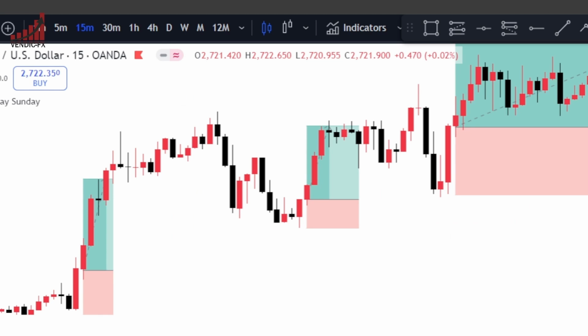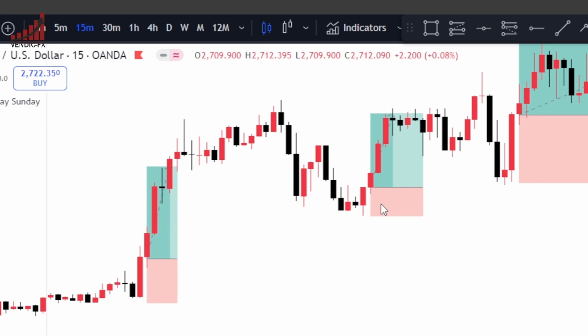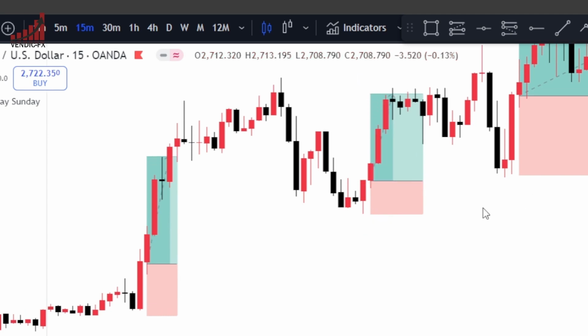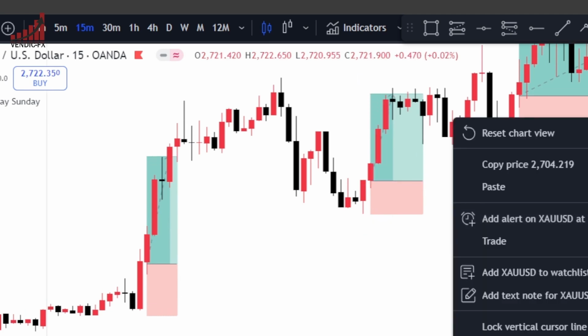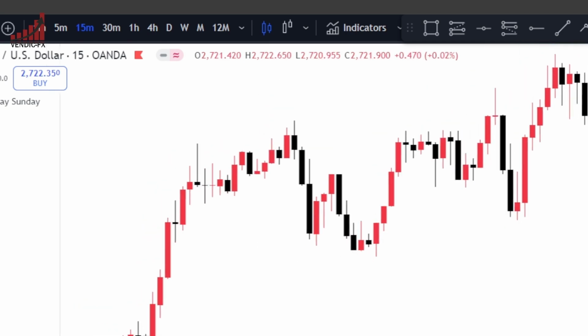Let's get to the chart, let me look for a way and see if I can get an example of something like that. I think this is one. Sorry, let me remove all my drawings. Sorry about that. Let me use charts. This was an imbalance.